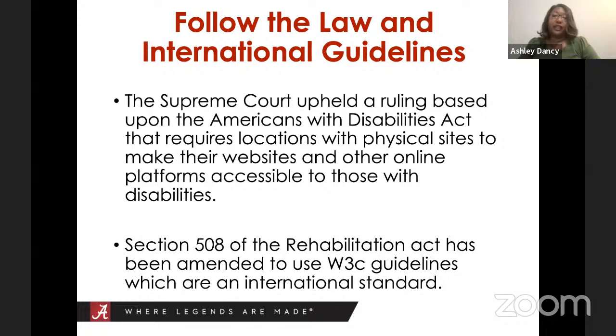Now, Section 508 of the Rehabilitation Act has been amended to use W3C guidelines, which are an international standard. W3C is the World Wide Web Consortium, and they create the standards that we use for web content accessibility guidelines. At this time, at the University of Alabama, and more than likely at most SEC schools, you are using what's called the WCAG 2.0 AA web standards. These standards are used all over the world, and there are specific laws in other countries as well that allow for the protection of the rights of those with disabilities.